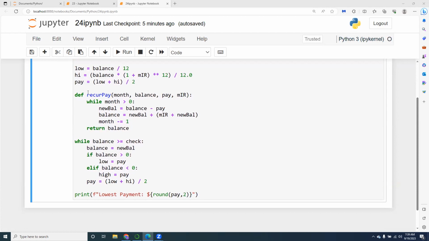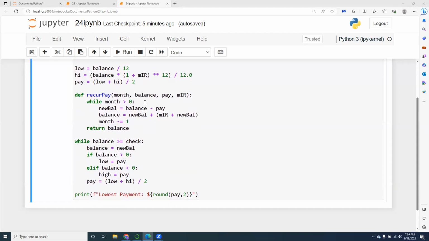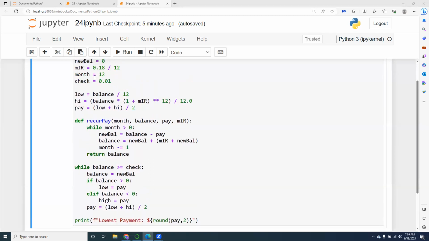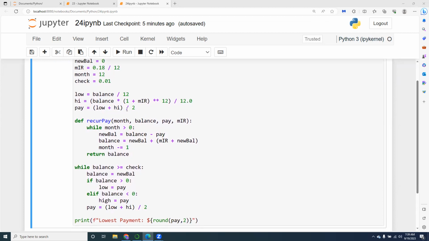So essentially, I just defined the recursive algorithm as recur pay. Then set definitions month, balance, the pay here, and then the monthly interest rate. Then while the month is greater than 0, and the counter starts at 12, so this will go through 12 times, doing the balance, which would be 5,000 minus the pay, which would be that low plus high, which will be this initial value. And it'll go through it with a decrementer here, 12 times, and then it'll return the balance.